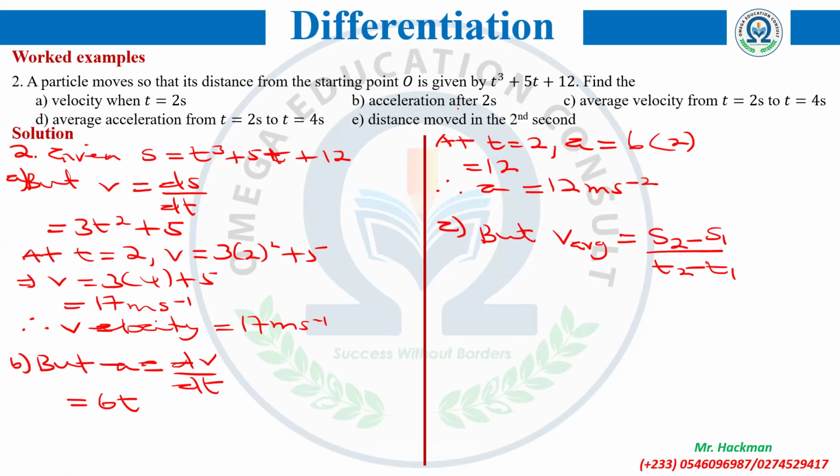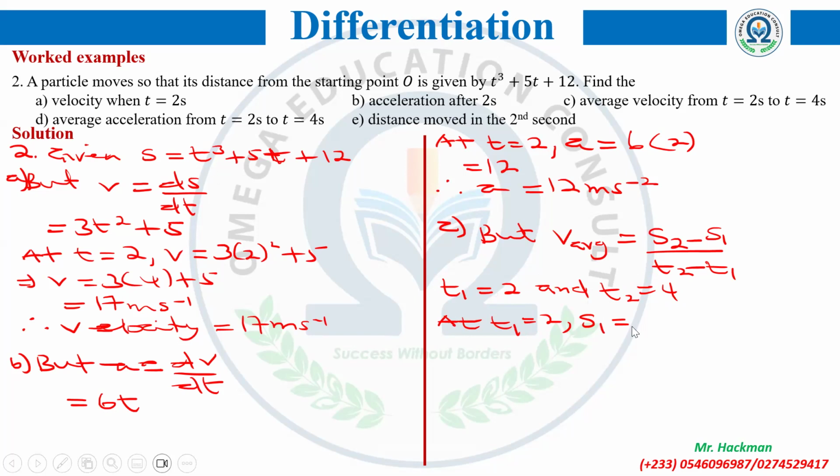Okay, so in this case, let me write T sub 2, T sub 1 is equal to what? 2 seconds, so 2. And T sub 2 is equal to 4. So at T sub 1, which is equal to 2, your S sub 1 will be equal to, so you go and substitute this T sub 1 value into your S function. The value that you get will give you S sub 1.